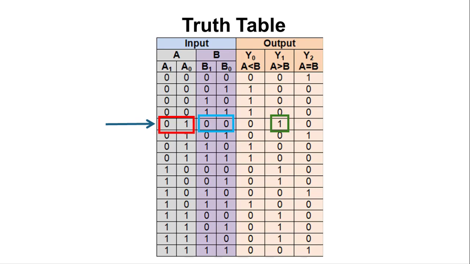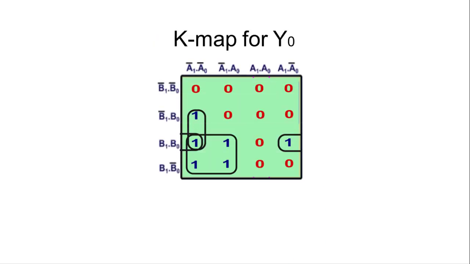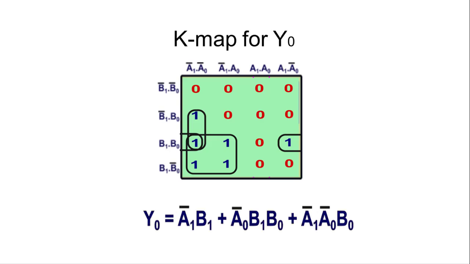Now in order to design this circuit, we need to draw three K-maps: one for Y0, another for Y1 and one for Y2. This is the K-map for Y0. Here we have two pairs and a chord. A1 bar B1 is the equation for the chord, and the rest two, A0 bar B1 B0 and A1 bar A0 bar B0, are the equations of the pairs.